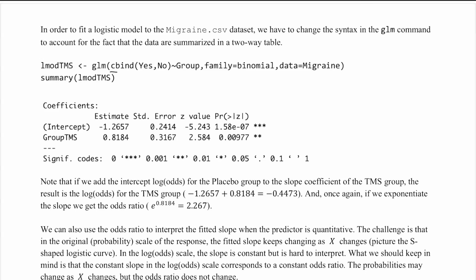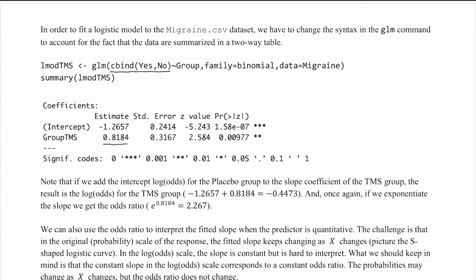Now, one other thing is that when you create the logistic model in R, because of the way the data was summarized in that migraine data set, we've changed our syntax a little bit in the GLM command to accommodate that. So when the data were in that two-way table, we have this cbind command at the beginning of the GLM command there. Okay, so again, in this summary, I have a little note underneath here. So our slope of 0.82, we can see there.